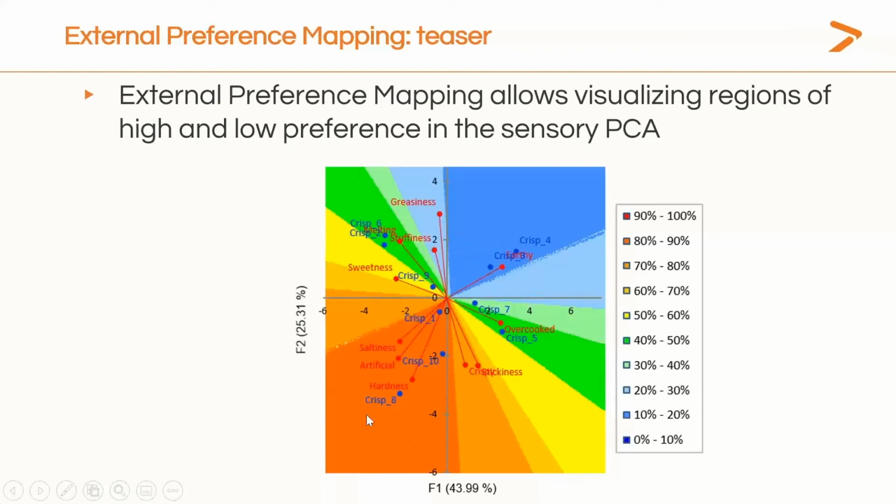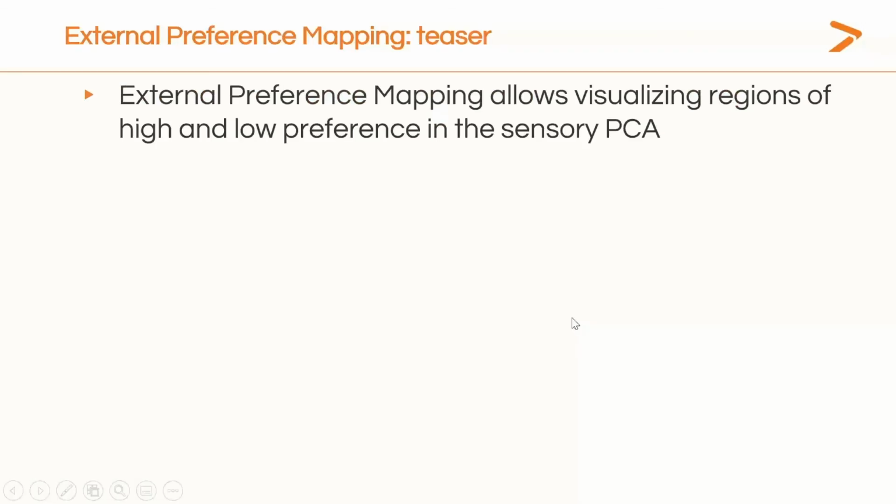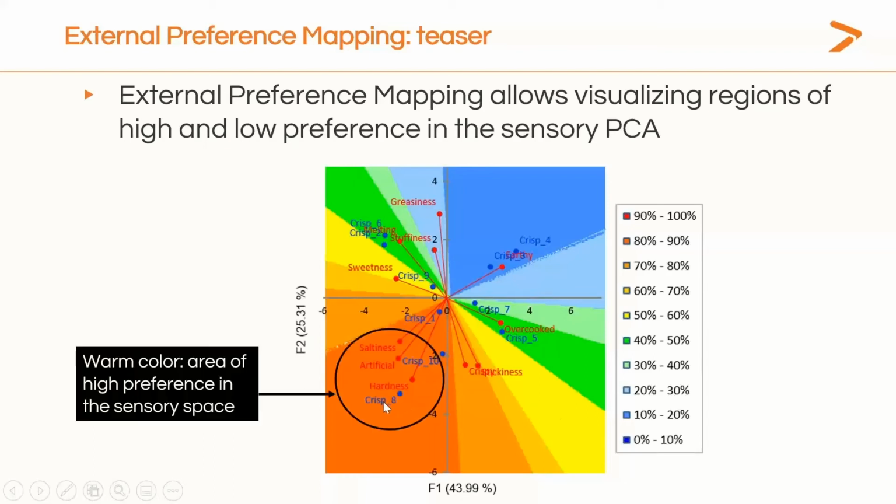So before checking these colors in the background, can you recognize this PCA built out of sensory attributes? It's exactly the same thing we've seen here, but without the fancy colors in the background. We still have crisp number 8, which is here, and 3 and 4, which are here. We only added these colors in the background, which simply represent preference. Warm colors represent areas of high preference. Cold colors represent areas of low preference.